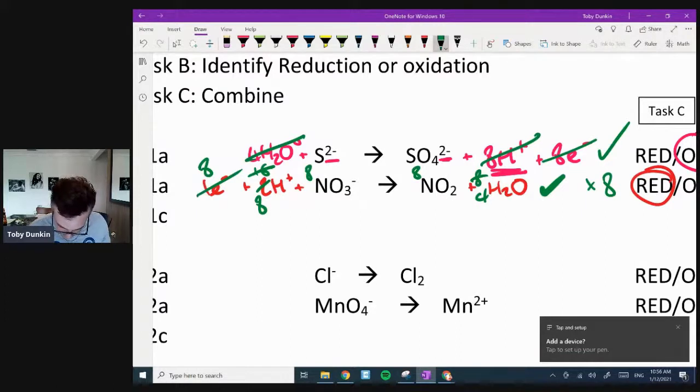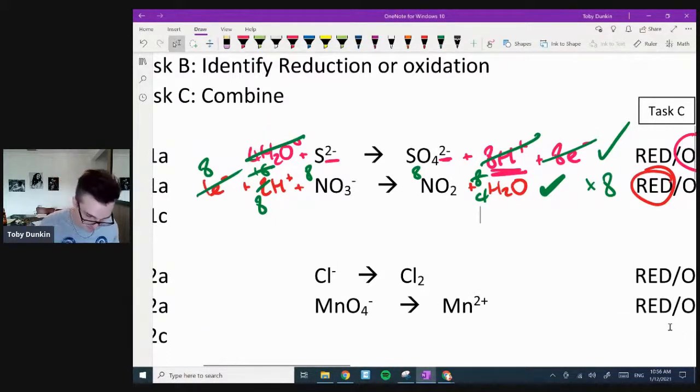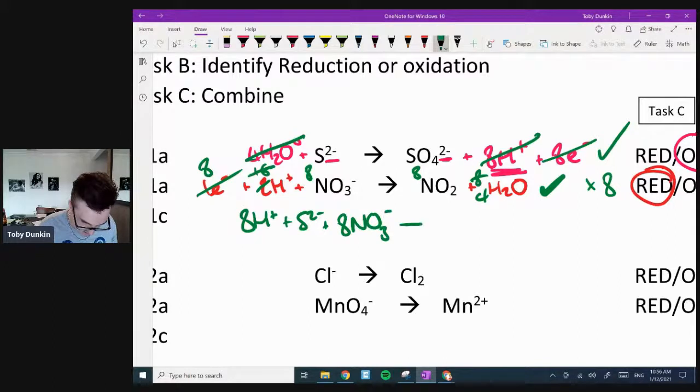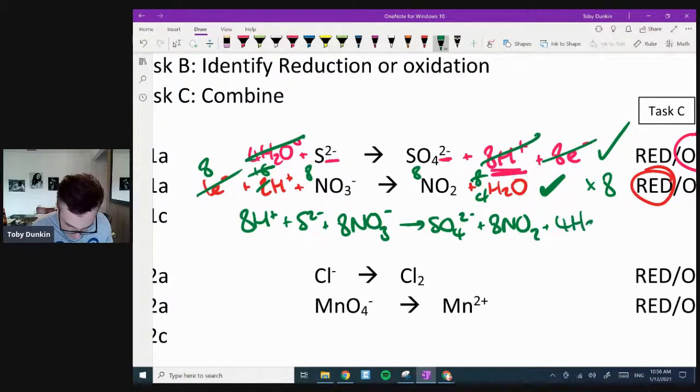Final equation. I'm going to end up with, they're all gone. The electrons are all gone. Water, so I've got 8. So the final answer: 8 H+ plus S2- plus 8 NO3- goes to SO4 2- plus 8 NO2 plus 4 H2O, and I'm done.